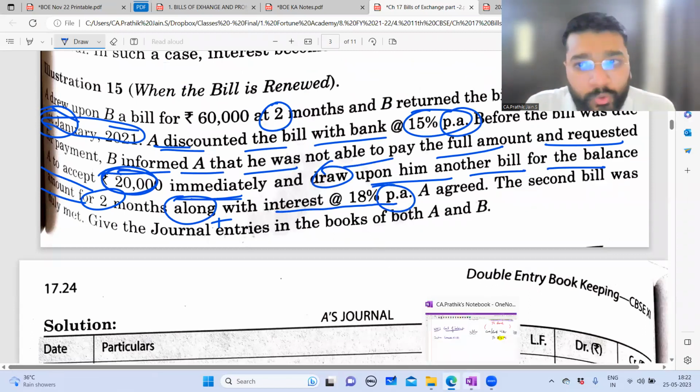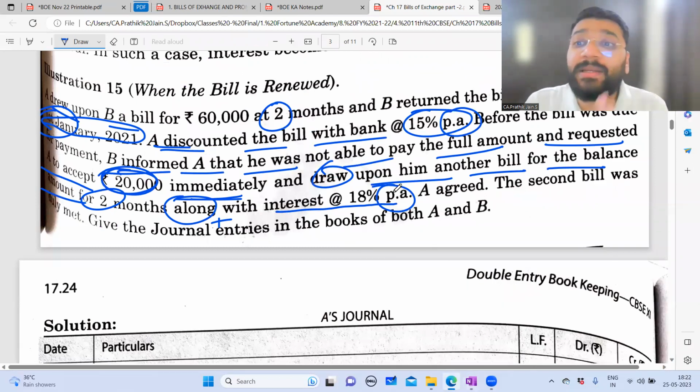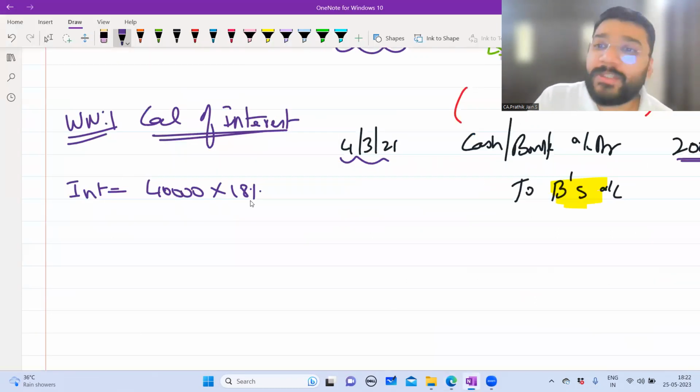2 months. Hey, 18% is for 2 months? For 12 months. It is per annum. So 18% per annum is 12 months. So 18% is for 12 months.